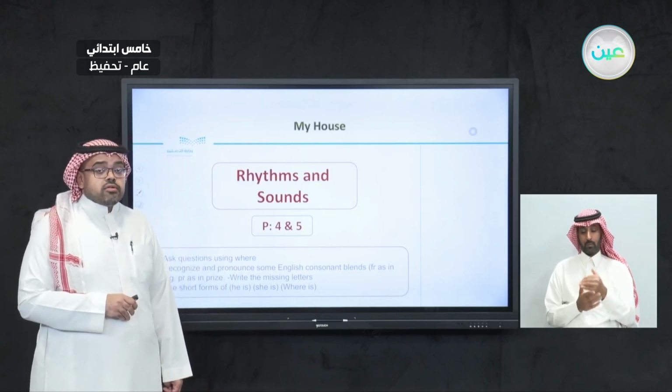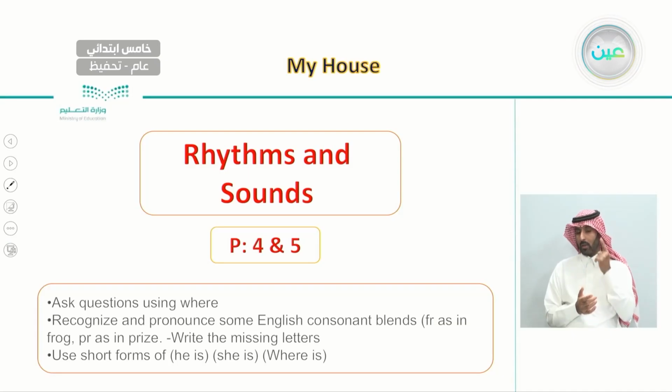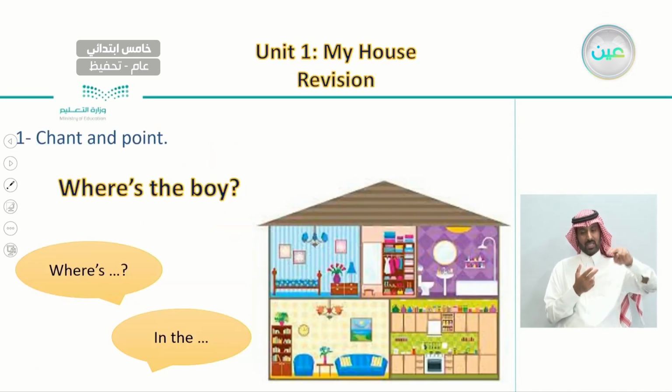After this, we had the Rhythms and Sounds lesson on pages 4 and 5. And our goals in this lesson were to ask questions using where, and also to recognize and pronounce some English consonant blends, FR as in frog, PR as in prize, and also to write down the missing letters. Also to use the short form of he is, she is, and where is.